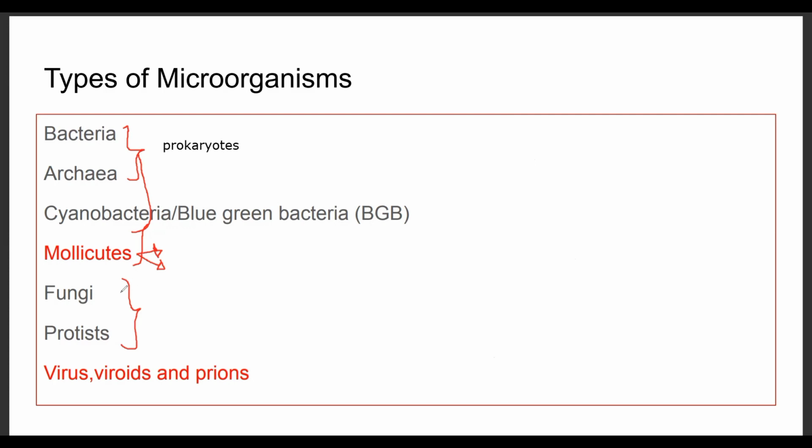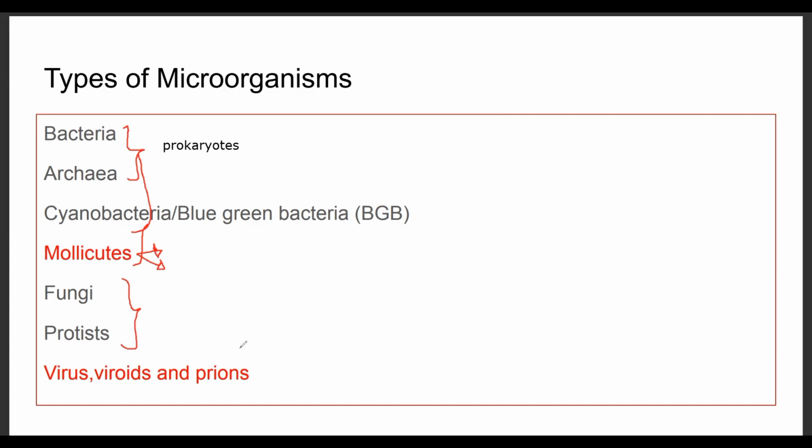Fungi, eukaryotes, right? Fungi and protists. These are MCQ points, right? MCQ points, very important. The next group is virus, viroids, prions. You may have heard about virus, but viroids and prions? Have you heard about virus and viroids and prions?